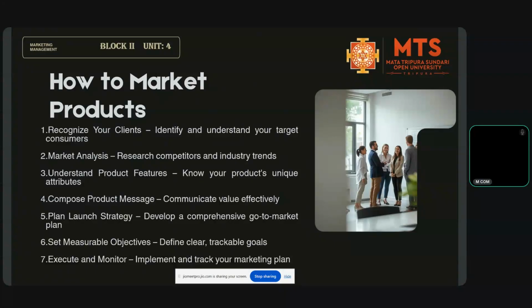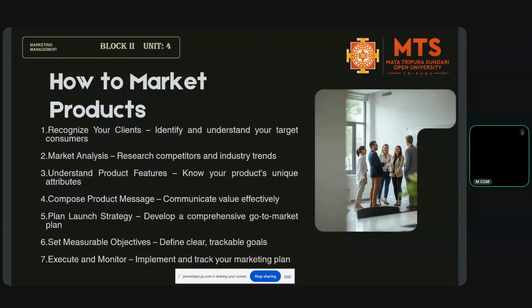Like if I'm a company that makes cement, then I have to identify that not only the individual customers who buy cement for building homes, but also the government, the industrialists, or the real estate markets also require this. So for that first point, we need to identify whom I am going to target, or we can easily say for whom we are making that particular product.